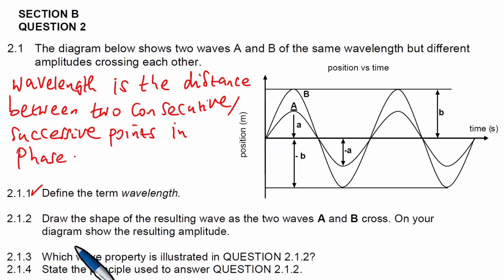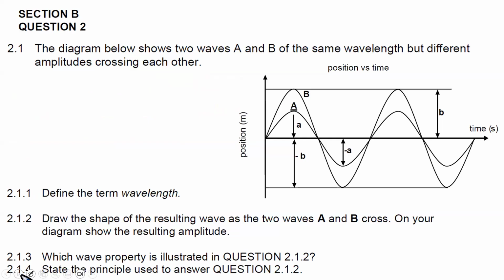So now we're saying wavelength is the distance between two consecutive or successive points in phase. Right, so this is what we get. Wavelength is the distance between two consecutive or successive points in phase, and this is what we call wavelength. So we have defined the term wavelength, and it's something you need to take note of. Let us look at the next question.